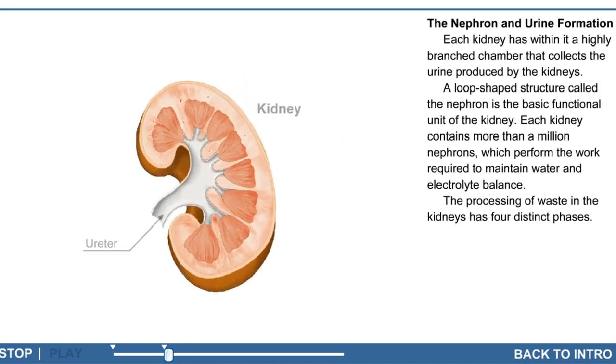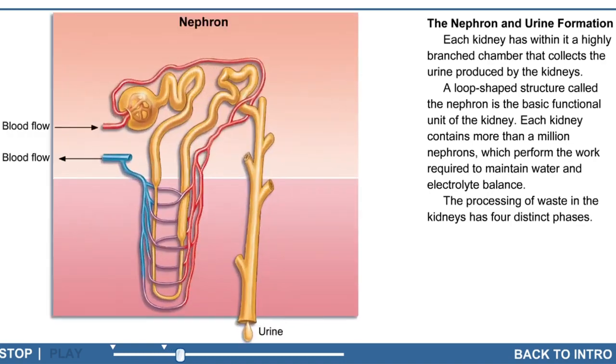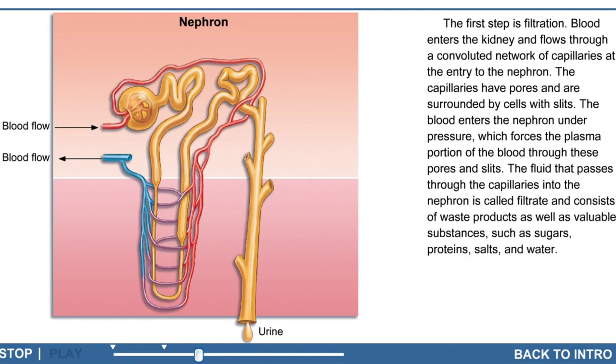Each kidney has within it a highly branched chamber that collects the urine produced by the kidneys. A loop-shaped structure called the nephron is the basic functional unit of the kidney. Each kidney contains more than 1 million nephrons, which perform the work required to maintain water and electrolyte balance. The processing of waste in the kidneys has 4 distinct phases.